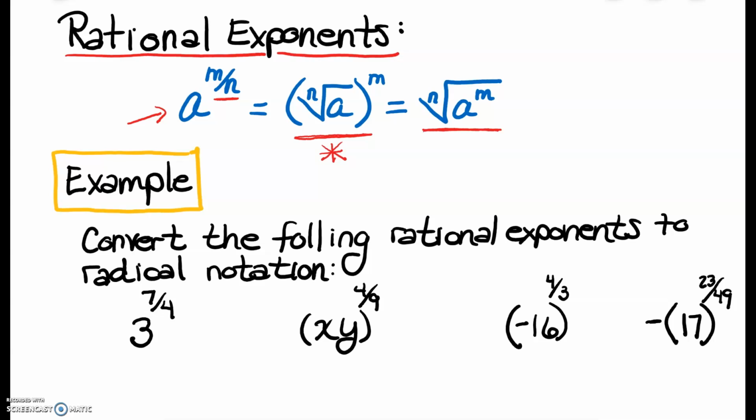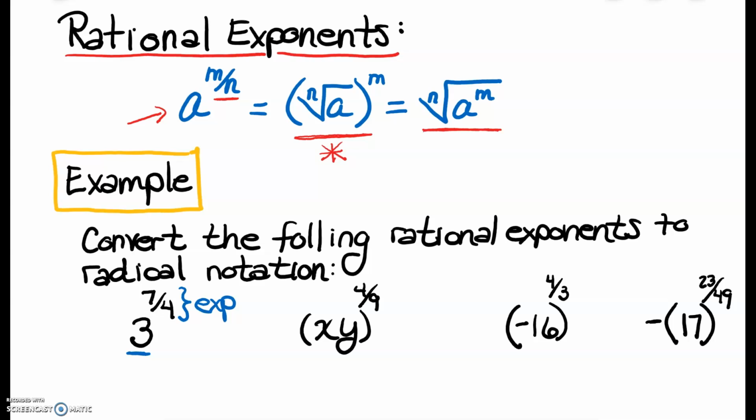On your homework assignment for March 23rd, you're going to have to convert back and forth from rational exponents to radicals in order to simplify, or convert from radical form back to rational exponents. So the first section of your homework is going to be practicing converting your rational exponents to radical notation. So let's start with the very first example. Convert the following rational exponents to radical notation. The first example has a base of 3 and an exponent of 7/4.